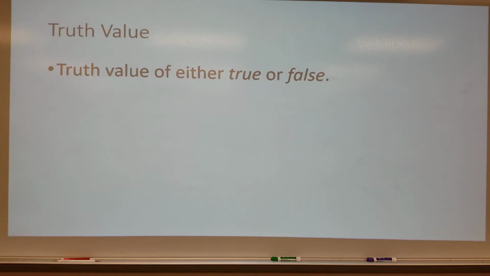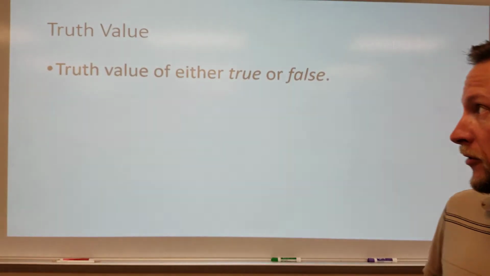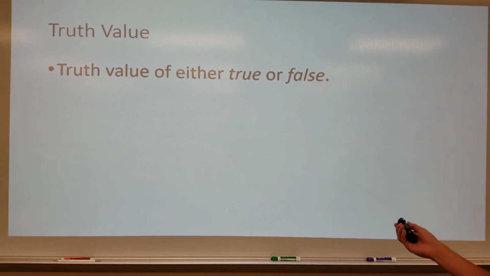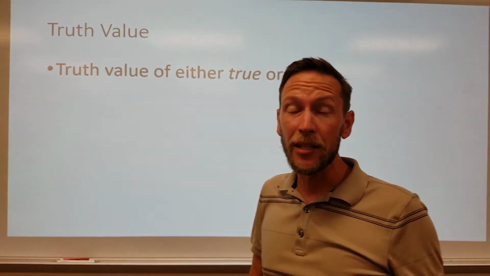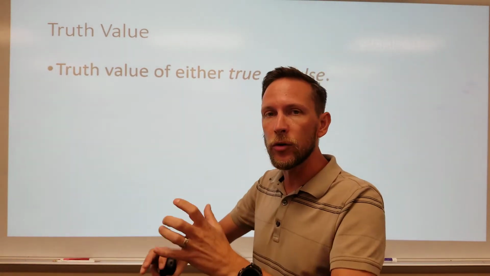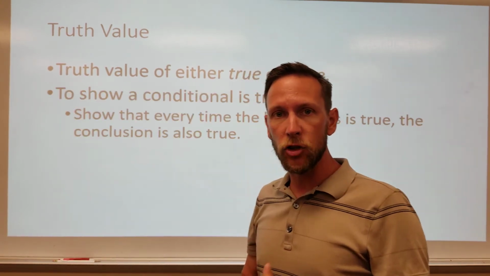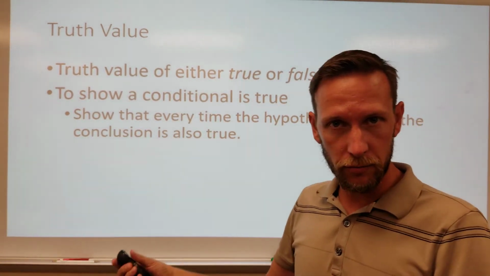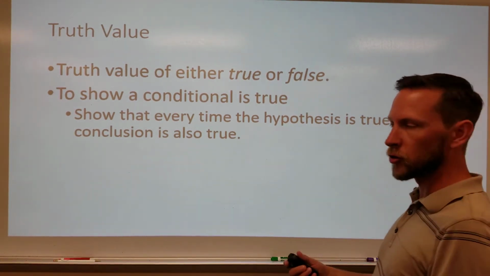Now, each of our conditionals has a truth value. It's either going to be true or false. That's it. There's no third direction. If there is a sometimes situation, then that means there's a sometimes not. We've already dealt with some always, sometimes, never questions. So if something is true, we have to show that it's true always. That's an always situation if a conditional is true.